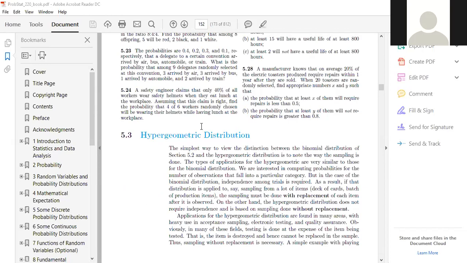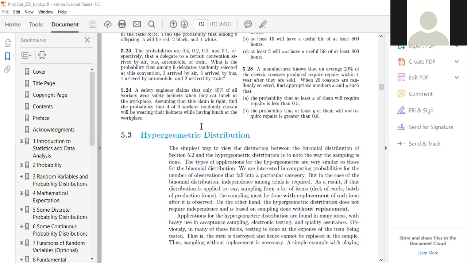We are interested in computing the probabilities for the number of observations that fall into a particular category. But in the case of the binomial distribution, independence amongst trials is required. You know this thing. As a result, if the distribution is applied to the sampling from a lot of items, suppose a deck of cards or a batch of a production line, the sampling must be done with replacement of each item after it is observed. On the other hand, the hypergeometric distribution does not require independence, and it is based on sampling done without replacement. So that is the most important thing.